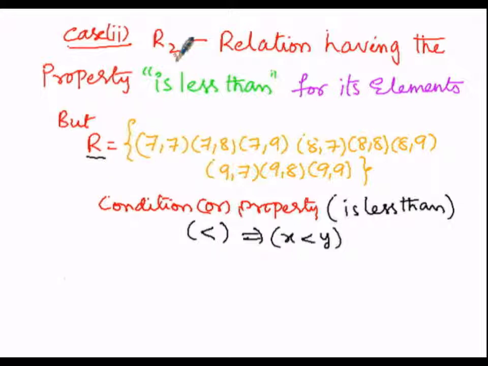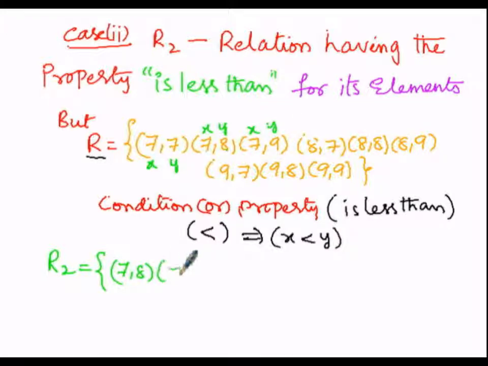So now R2 can be written as follows. The x coordinate is 7 and the y coordinate is 7, both are equal. It does not satisfy this condition x less than y. So here x coordinate is 7 and y coordinate is 8, 7 is less than 8, first coordinate is less than second coordinate, so x is less than y. Therefore we can include 7 comma 8. Here 7 comma 9, 7 is less than 9, that is x is less than y, so we can include 7 comma 9 also in the relation R2 as an element.